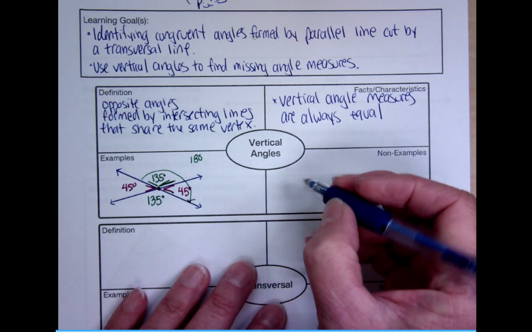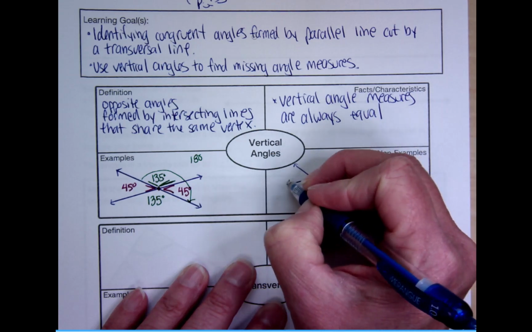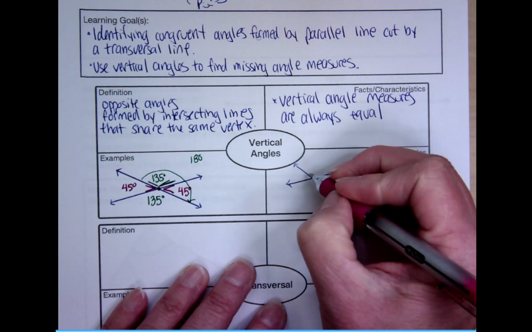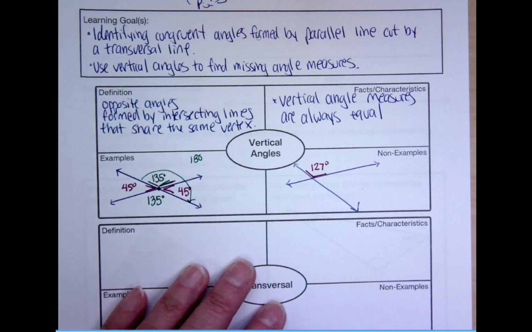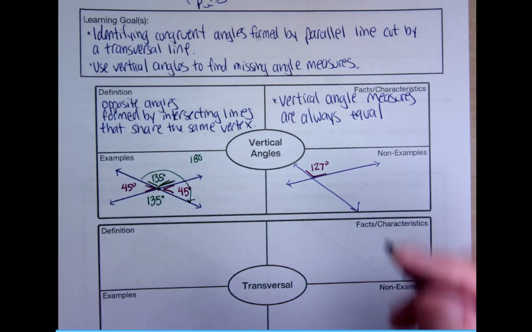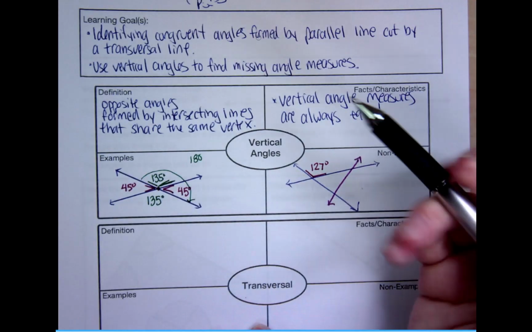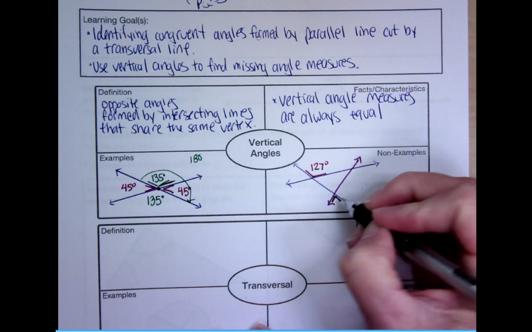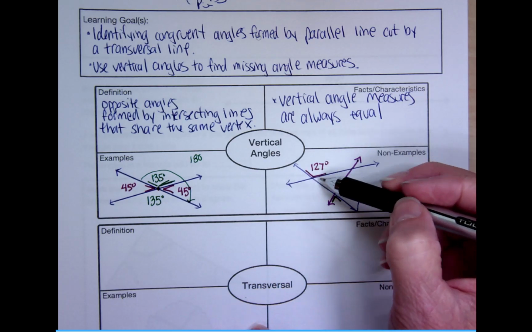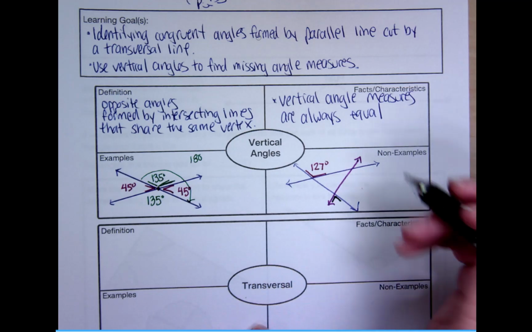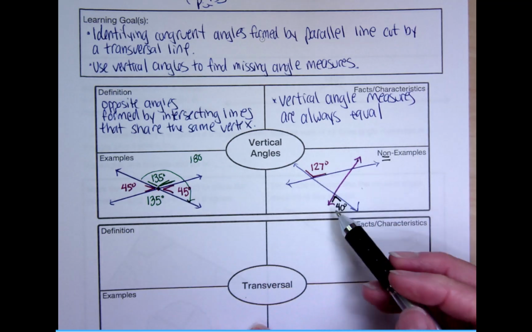I want to be clear on what vertical angles are not. Say I have a bunch of intersecting lines, and I know that the measure of this angle is like 127 degrees. I can't introduce another line over here and look at an angle that doesn't have anything to do with that 127. This is not a vertical angle to that. Okay, they're not on opposite sides of these two intersecting lines. They have to have the same vertex. Say this is 40 degrees. So these two are not vertical angles.